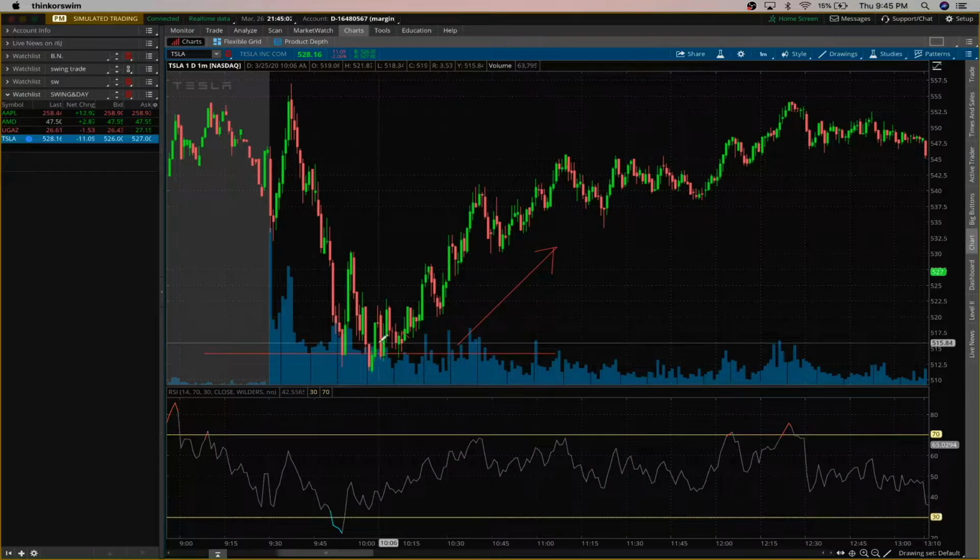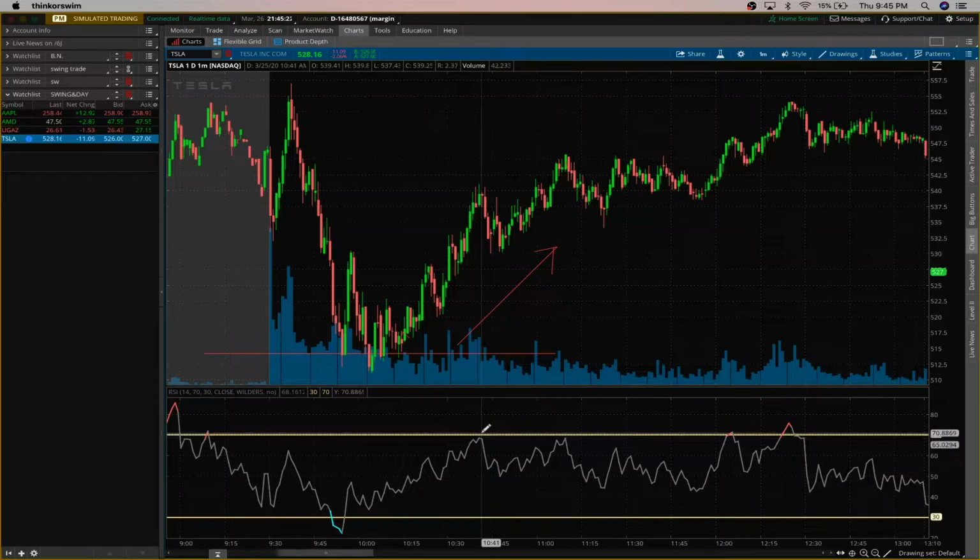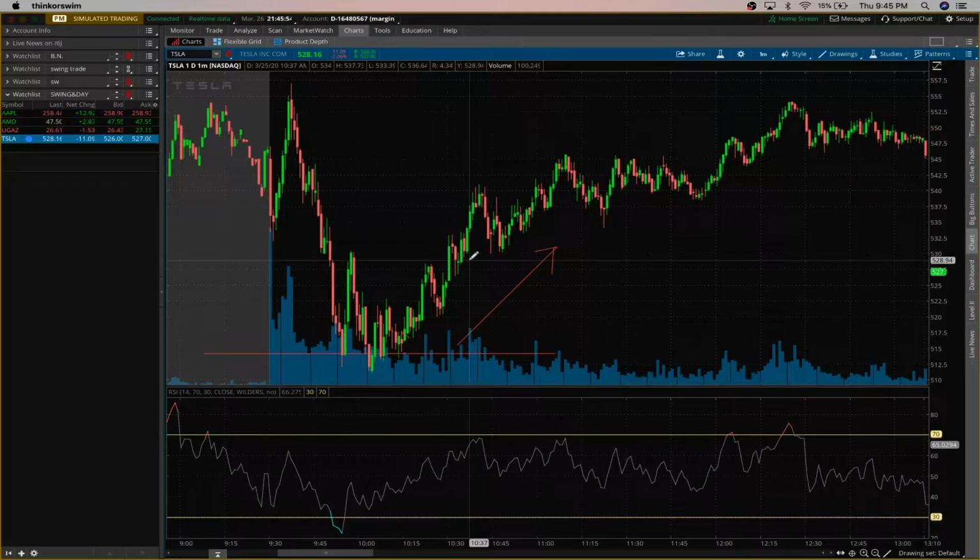So chances are you can get in around this area and you can ride the stock until it goes up, or until the RSI is showing signs that it's overvalued. And then this should be a great time to get out of the stock. Also, let's say for example that the stock didn't actually go up. Let's say the stock actually breaks this pattern. So what should you do?